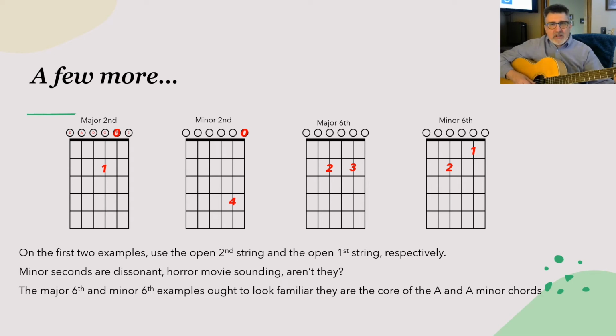So I'm going to let go with my third finger. I'm going to put my first finger down on the first fret of the second string. Compare the major sixth and the minor sixth. And if that sounds kind of familiar, it is. Those are the notes that make the difference between an A chord and an A minor chord.